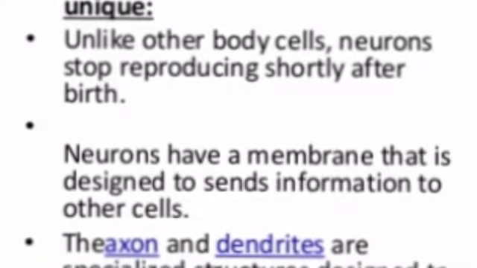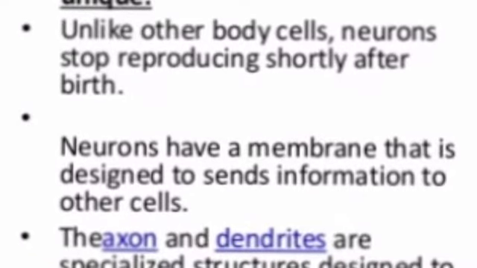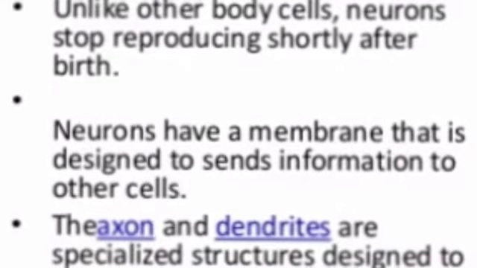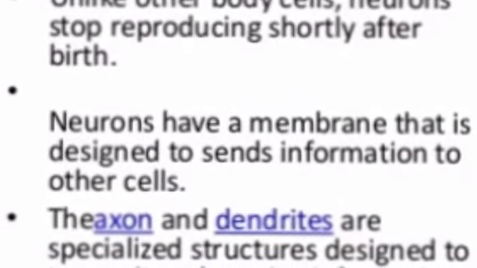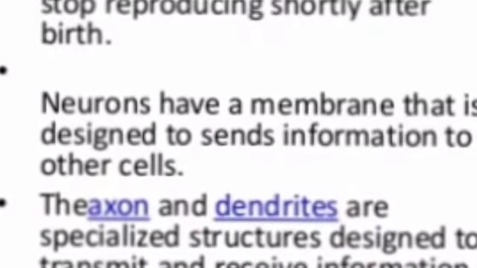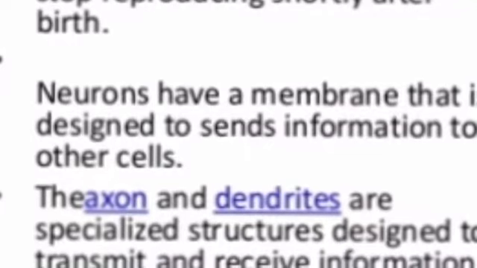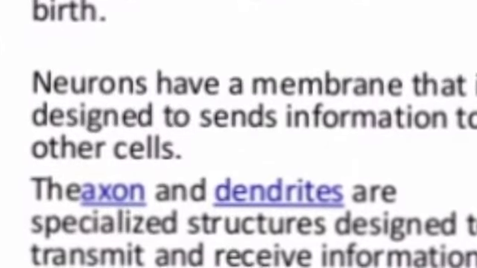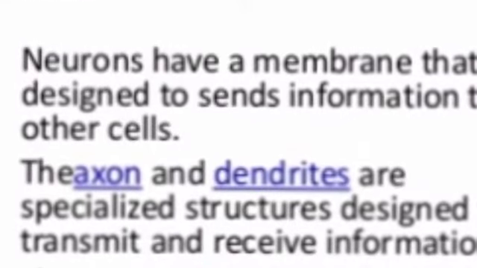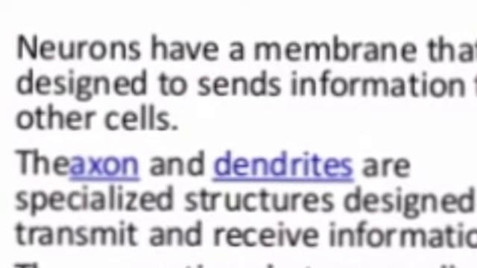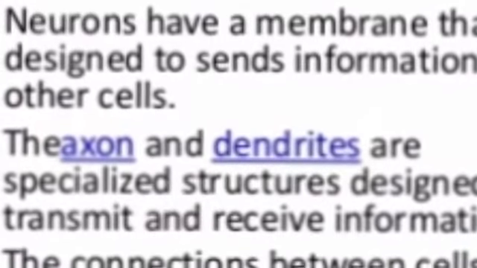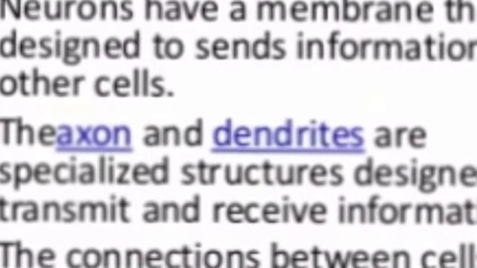Let's see. Neurons have a membrane that is designed to send information to other cells. There are specialized structures designed to transmit and receive information. And there is a connection between the cells of neurons. It is called a synapse. Neurons release chemicals called neurotransmitters into these synapses to communicate with other neurons. These are the things which make a neuron unique, and we won't find these things in other cells.